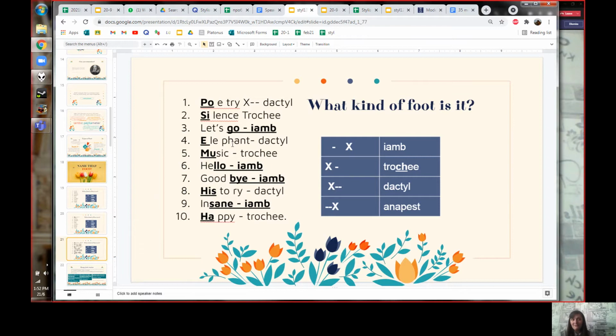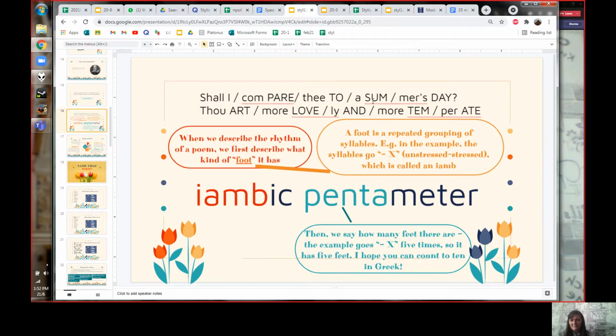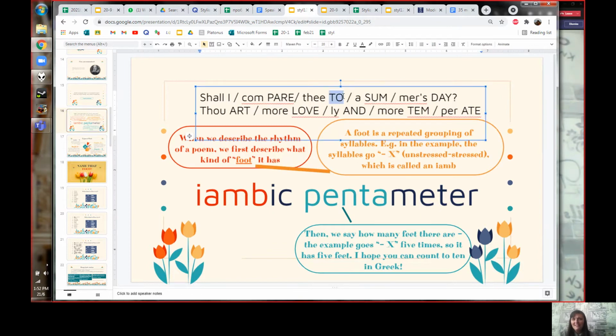So this is how to count feet. But feet are not as easy as just marking the stressed syllable in each word, because in poetry the stress is in the sentence. So when we go back to this iambic pentameter here, we see a one syllable word. This is the stressed syllable. Here we see summer is divided into two different feet. This is 'a sum', that's one foot, and 'mer's day' is the second foot.